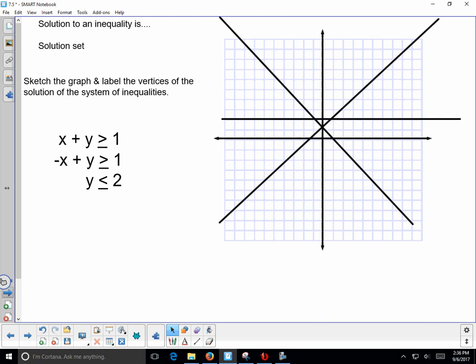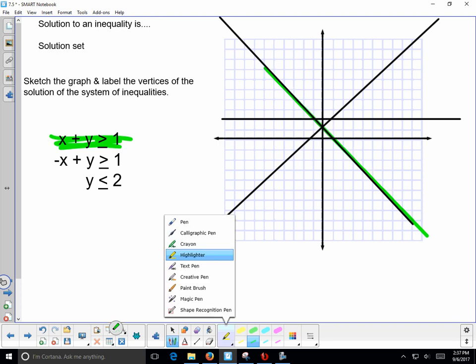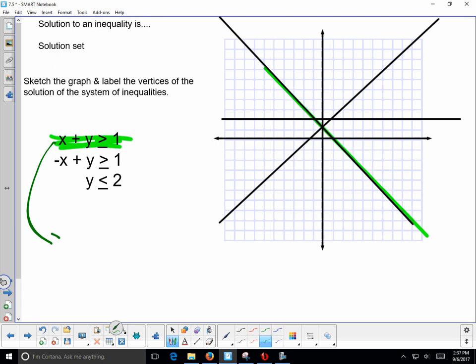So here, what I've done is that I've already graphed it for you. I just graphed the lines. I have x plus y is greater than or equal to 1. This equation right here is this line right here. And now I'm going to do the test point 0, 0. If I do the test point 0, 0, I have 0 plus 0 is greater than or equal to 1. That's false. So I would shade away from 0, 0. So I'm going to shade in this direction.